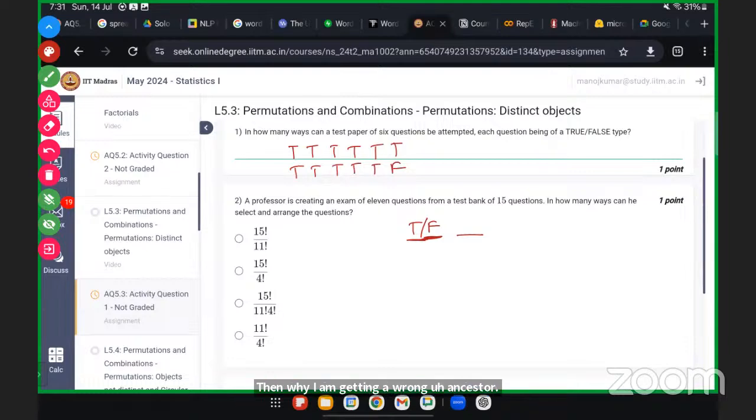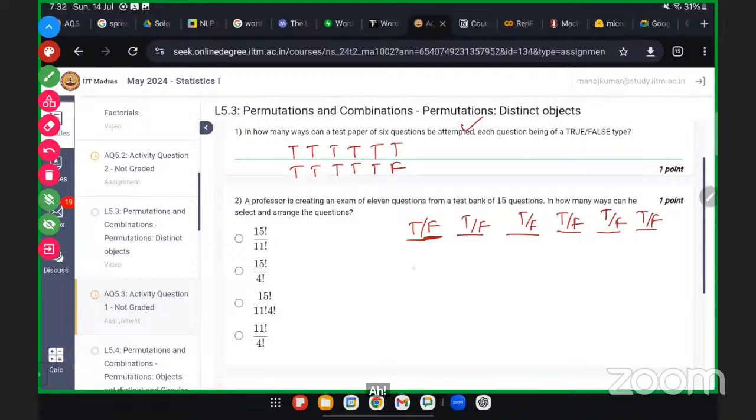But there are 6 questions, right? They are asking in how many ways it can be attempted. So you write the first as true or false, the second as true or false, and then another, and so on. For each case there are two things, right? So what you have to do is 2 into 2 into 2 into and so on, so there is 2 power 6.